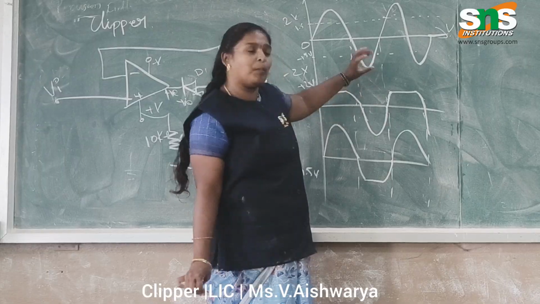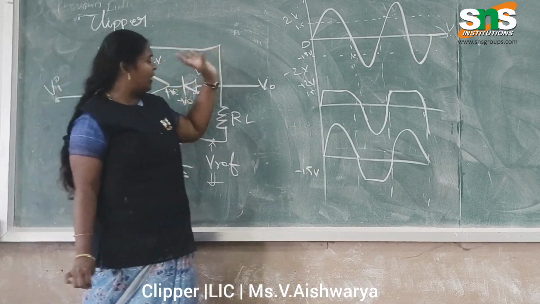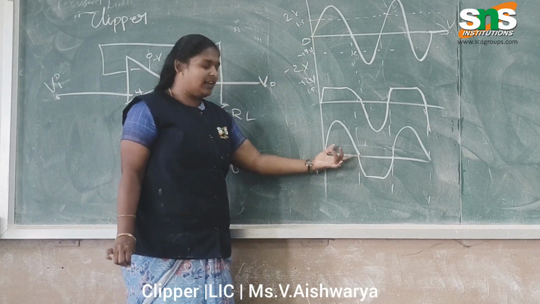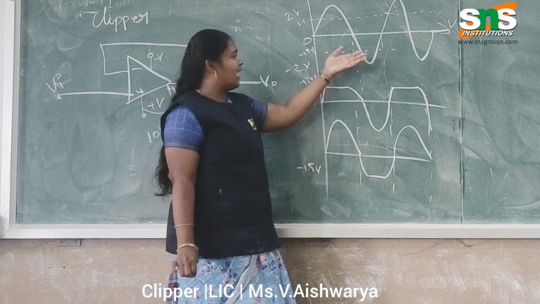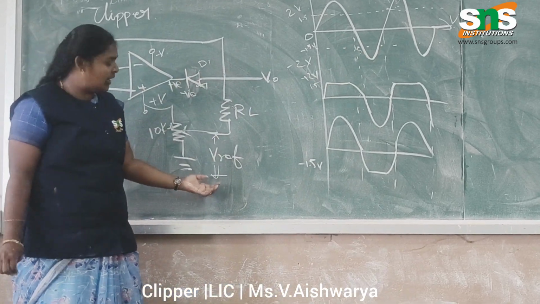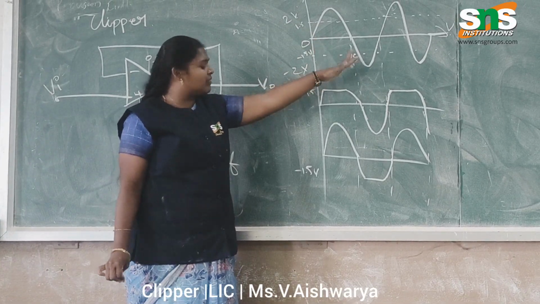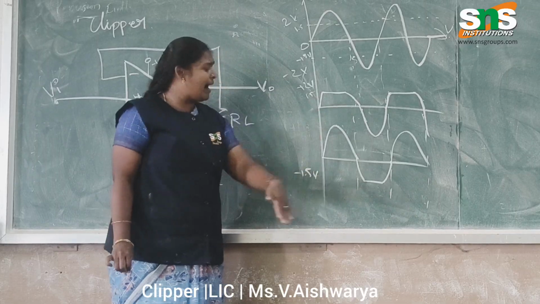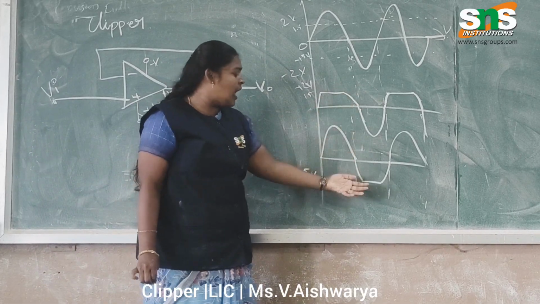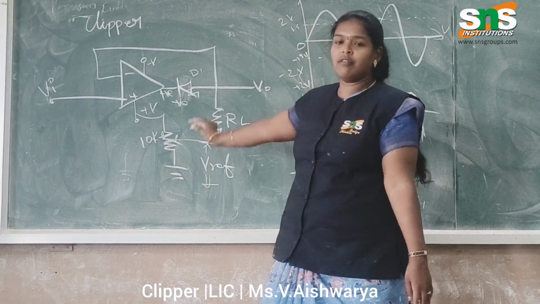This is the positive cycle. In the negative clipper, when we apply a positive half cycle, we get the same voltage in the output. In the negative stage there is no connection through the diode, so we go to the V reference signal, where the reference signal is applied, and we clip off the balance portion. So this is the positive clipper output signal and the negative clipper output signal. This is the construction and working of the clipper.